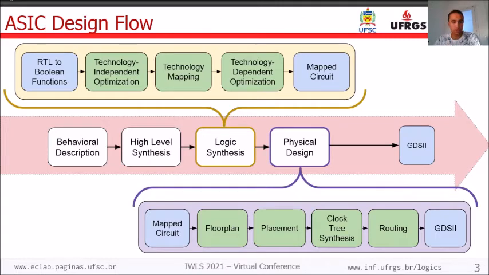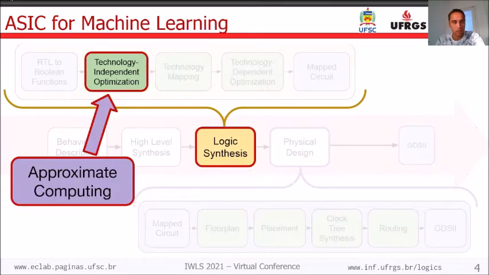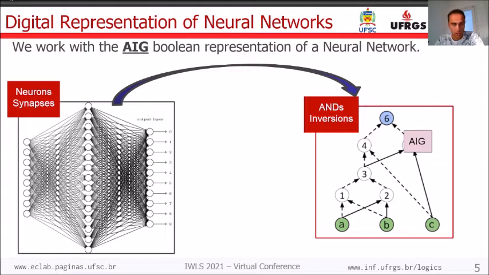The development of electronic devices is usually based on a design flow, and we have here an example of a generic design flow. In our work, we are making use of approximate computing and constant signal propagation to implement a technology-independent optimization dedicated for machine learning models. More precisely, we are working with the AIG representation of machine learning models.